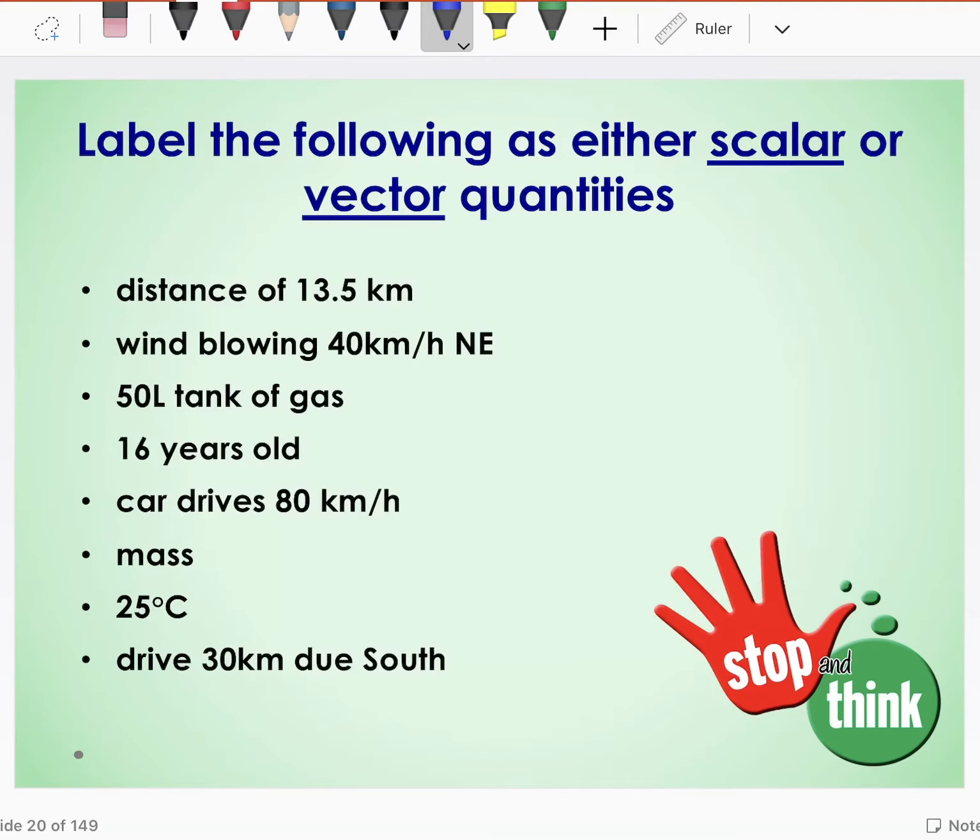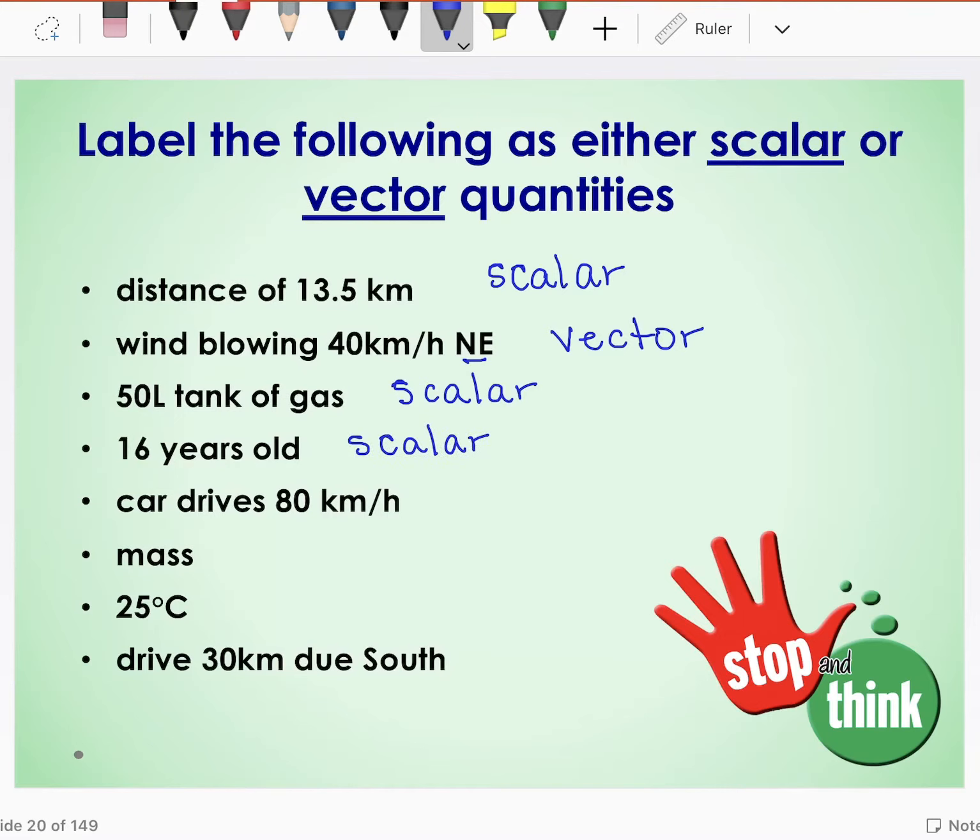Quick review here: simply labeling the following quantities as either scalar or vector. It really just comes down to a definition. Number 1, the distance of 13.5 kilometers. That's scalar. There's no direction. Wind blowing 40 kilometers per hour northeast. That's a vector because it has a direction. A 50-liter tank of gas. No direction. Scalar. 16 years old, same thing, scalar.